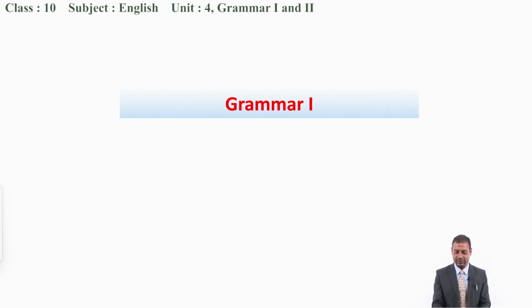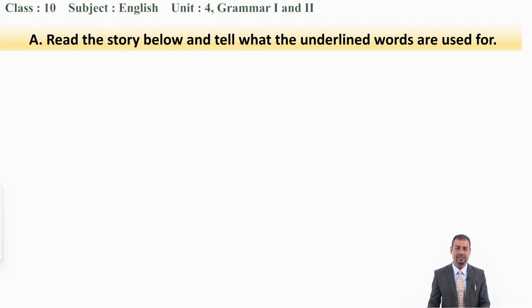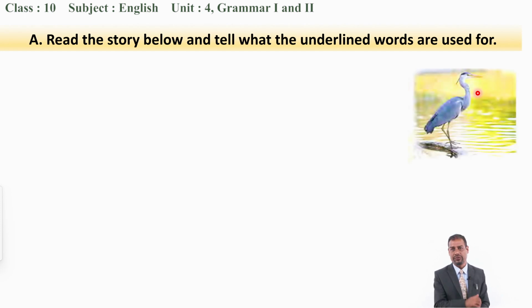Now, let me show you. Yes, the instruction for us is: read the story below and tell what the underlined words are used for. Dear students, here are two things. There is a story, and some particular words are underlined. You have to notice why those particular words are underlined in the story. Is it clear to you? Good. If so, let's read the story.